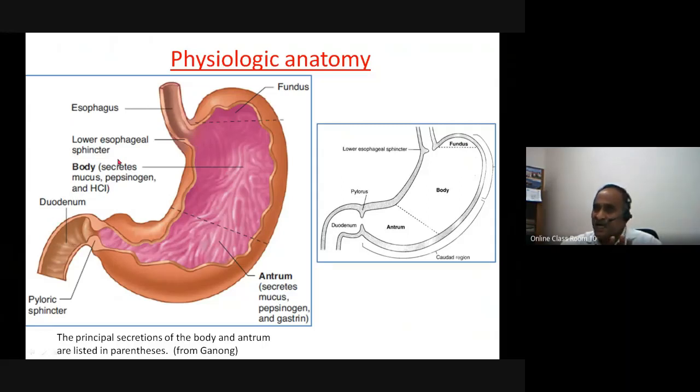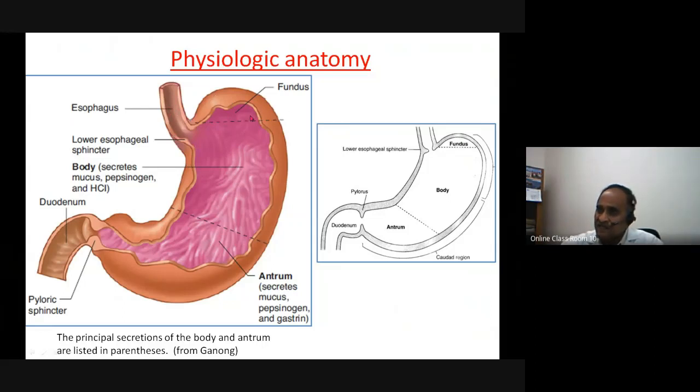And as I have mentioned here, the lower esophageal sphincter prevents the regurgitation of the gastric contents into the esophagus, because the environment here is different. The gastric environment is more acidic, while the esophagus is not acidic, so it would be injurious to this portion.